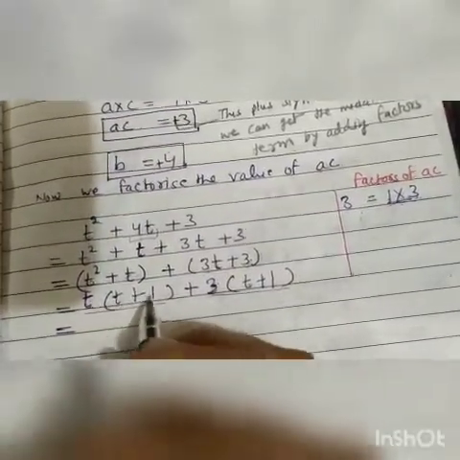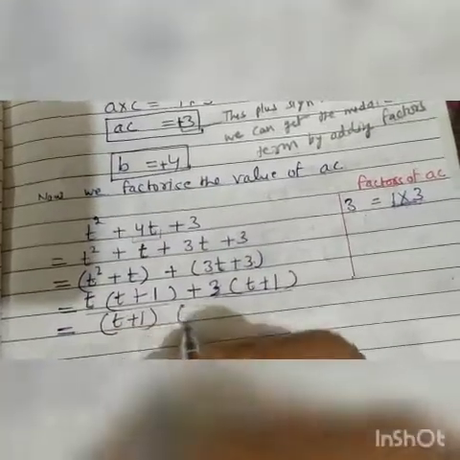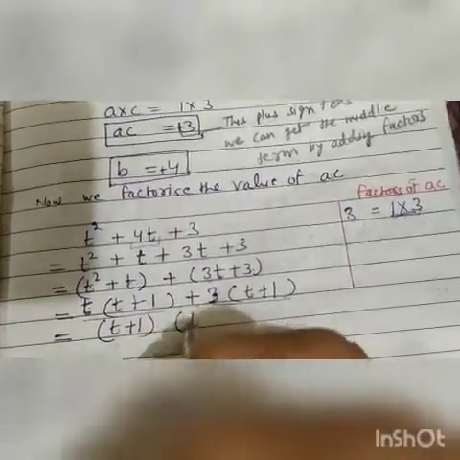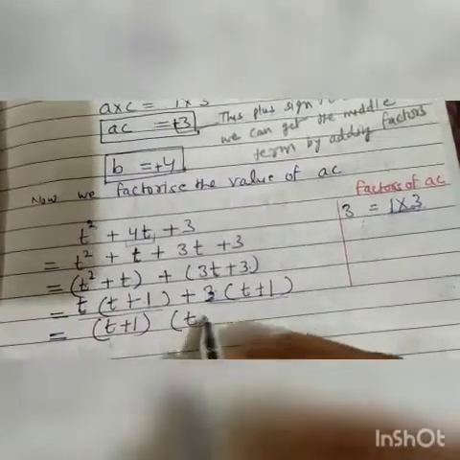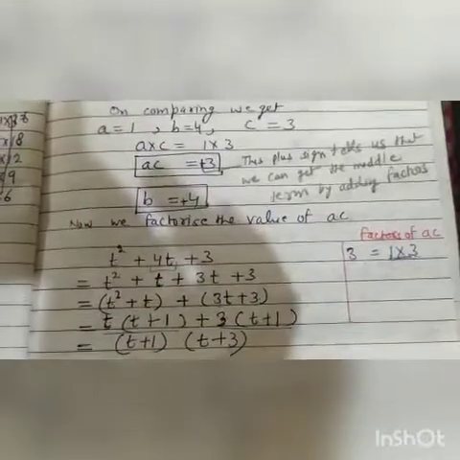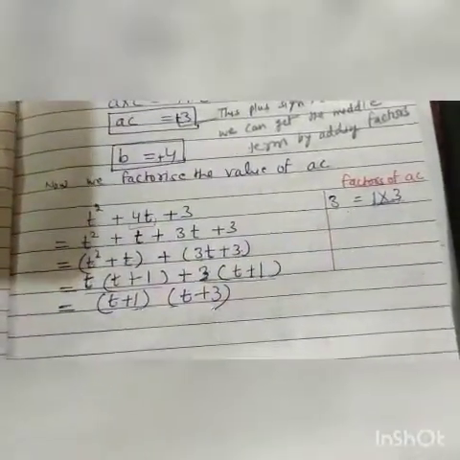Again take this t plus 1 as common. T plus 1, then from the first term what is left? This t, and from the second term this plus 3. Clear? Now come to the next question. Second question.